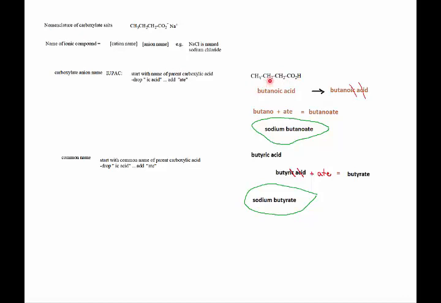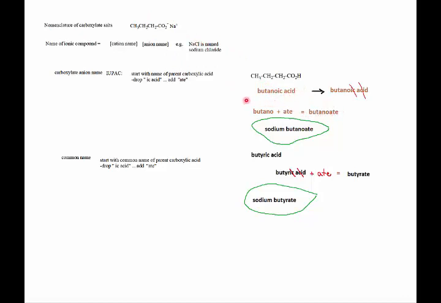You change it so that it becomes the name of the carboxylate, and here's the way you change it. Drop the IC ending and the word acid, and then you add the suffix ATE, ate. Ate is a common suffix for anions that contain oxygen, like sulfate, carbonate, phosphate, and so forth. So the name of the carboxylate anion is butanoate.